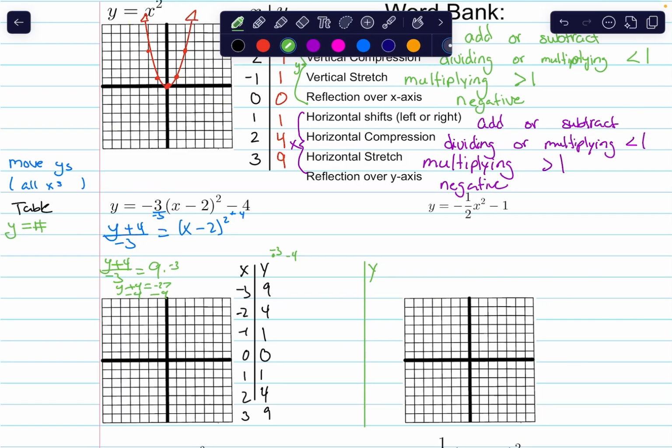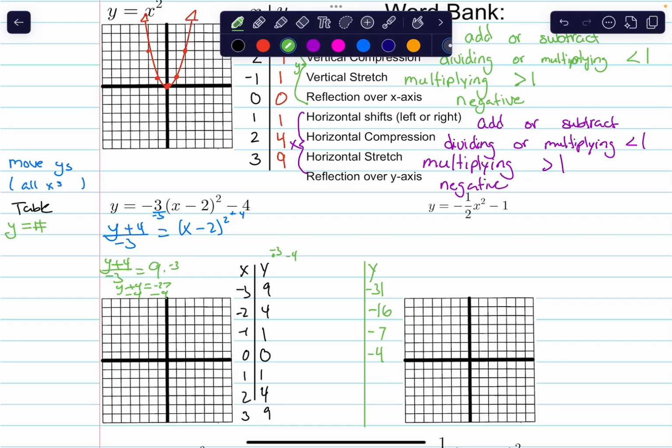So 9 times -3 is -27, minus 4 is -31. 4 times -3 is -12, minus 4 is -16. 1 times -3 is -3, minus 4 is -7. 0 times -3 is 0, minus 4 is -4.